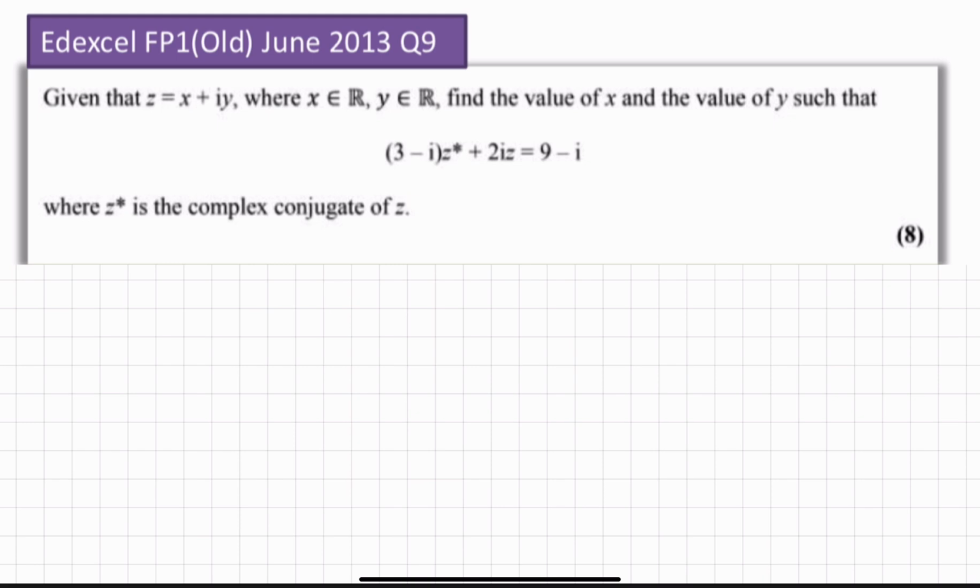So, z equals x plus iy. x is an element of any real number. y is an element of any real number. Find the value of x and the value of y. So let's start. 3 minus i times the conjugate of z plus 2i z equals 9 minus i. Okay. Well, the conjugate is x minus iy. So 3 minus i times x minus iy plus 2i z equals 9 minus i.